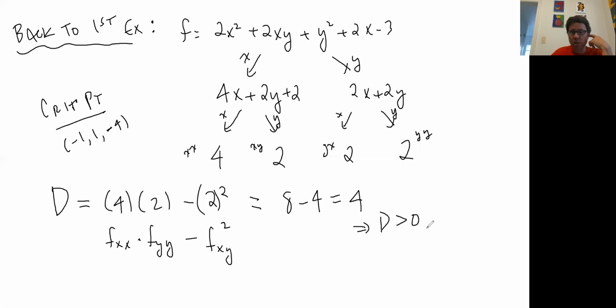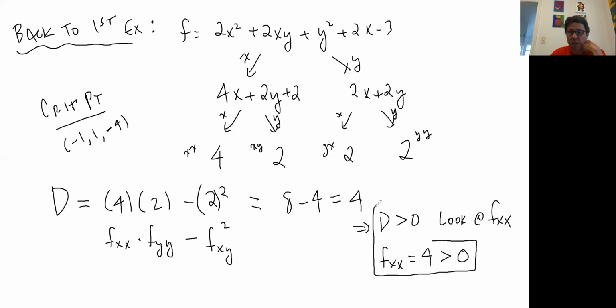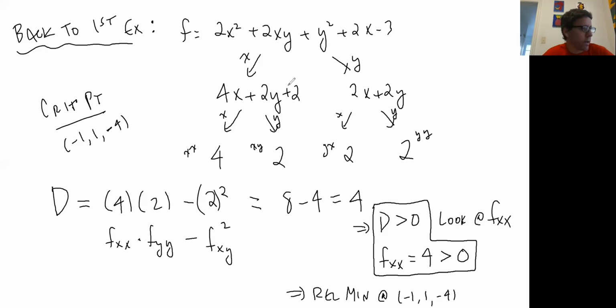Let's look at fxx. In this particular case, my fxx is 4, which is also positive. So you put those two things together: d is positive and fxx is positive, so you get a relative min at -1, 1, -4 by the second partial test. So it is pretty straightforward. Find the critical points by taking the derivatives, plugging them in, and then checking the second partial test to see which ones they are.